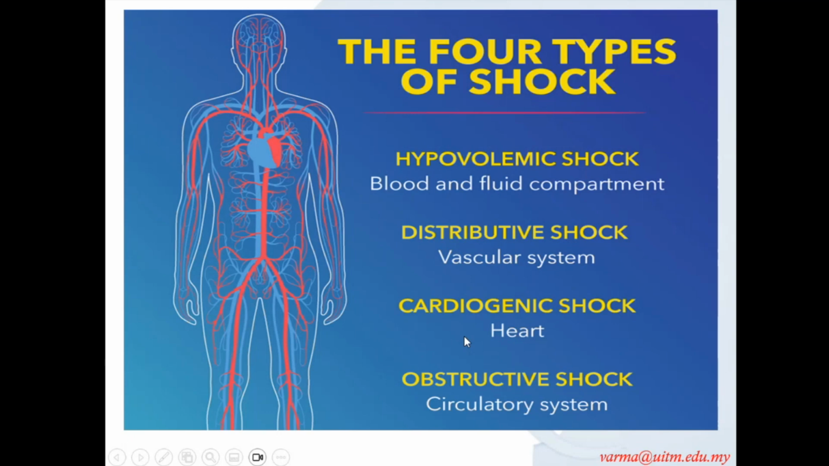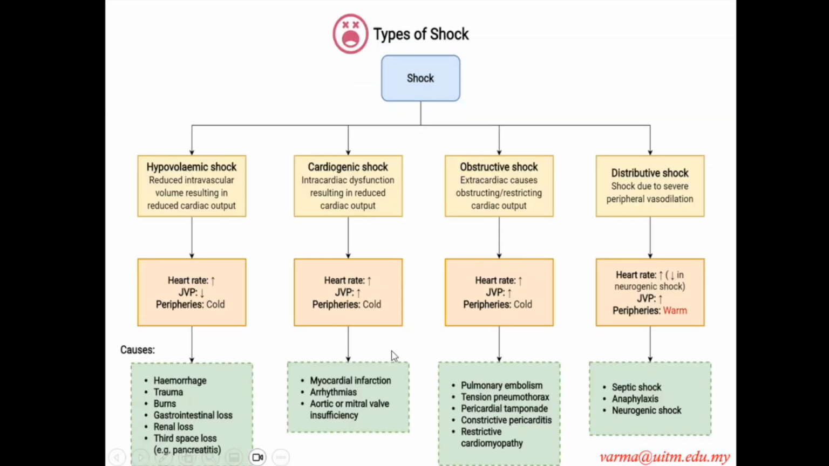Okay, 4 types of shock, just for completion's sake. You have to know 4 types of shock: hypovolemic, distributive, cardiogenic, and obstructive. Hypovolemic, as the name suggests, is a volume issue in the blood and fluid compartment. Distributive is in the vascular vessels, the distribution of blood flow. The circulation impairment is because of the distribution of the circulation. Cardiogenic is where the pump itself is the problem. The pump is not pumping enough flow out of the heart. And obstructive shock is also a problem of the circulatory system, because of a blockage in the vessels. So the shock can be hypovolemic, cardiogenic, obstructive, or distributive.